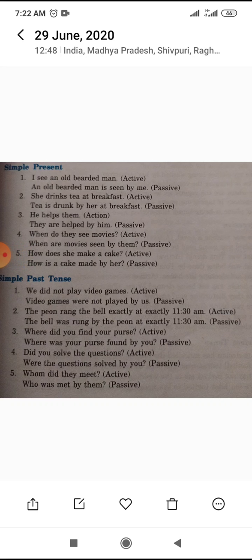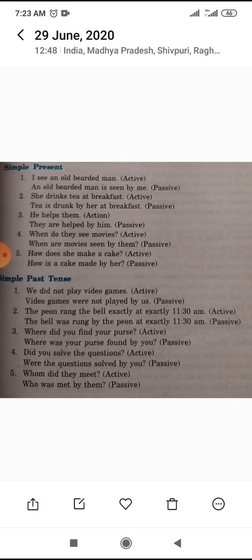And in passive voice, an old bearded man, which comes in place of the subject, is seen by me, the objective case of I. So an old bearded man is seen by me. This is the passive voice. Remember, no use of do or does in passive voice, or even in active voice. You must have noticed that do and does, the helping verbs of present indefinite tense, are used in negative and interrogative sentences.